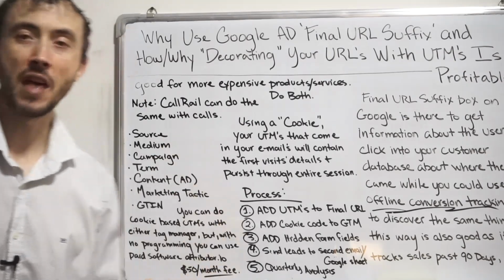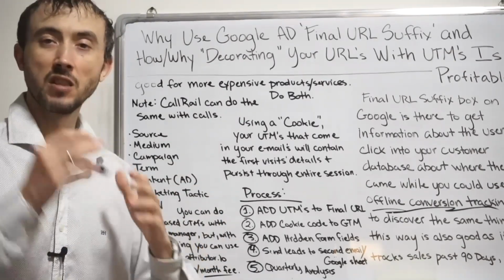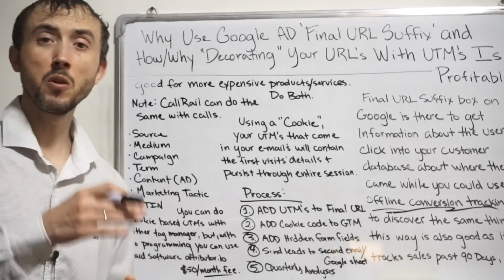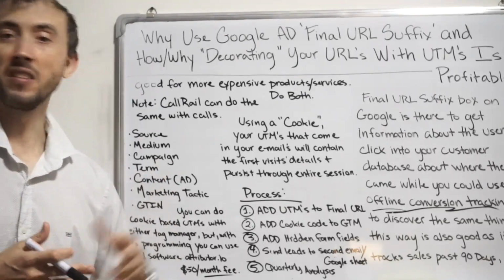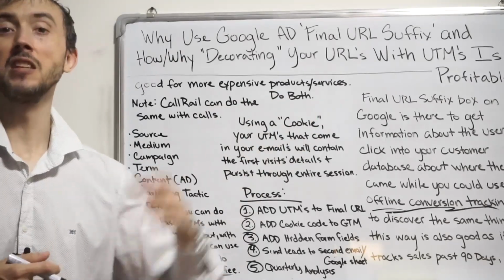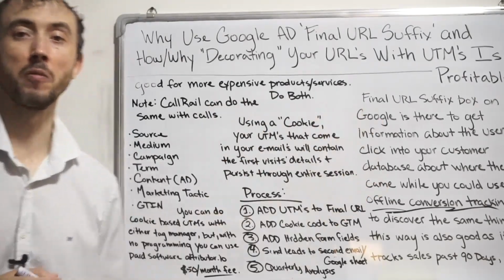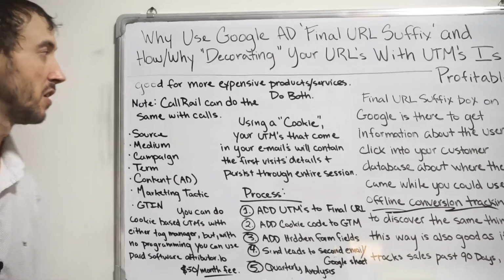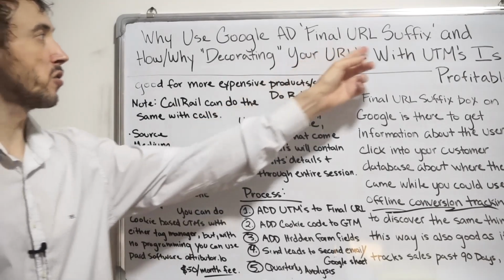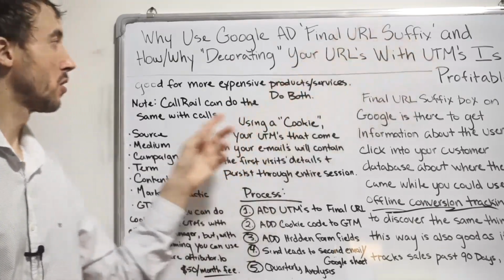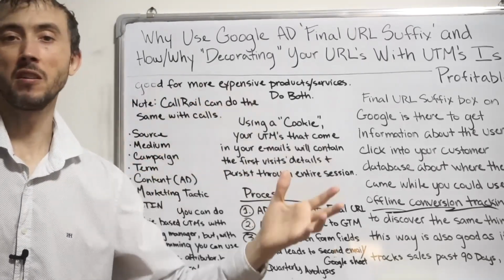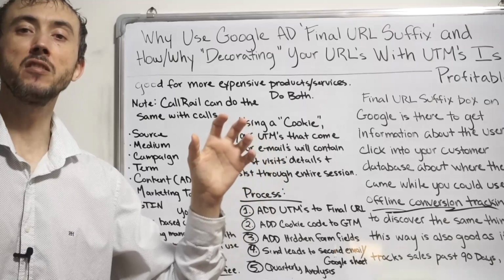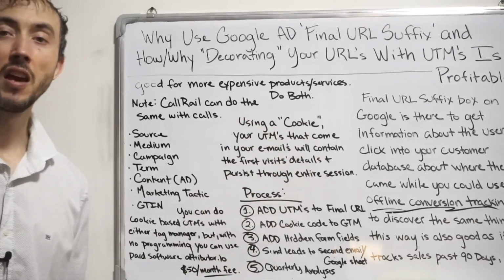Once you have CallRail set up, it'll tell you the keyword and the campaign and everything that the person initially called from, right there in the details next to the call in CallRail, for every call that's generated from then on. As long as you have the final URL suffix box set up, CallRail will do a good job picking up all the necessary details.